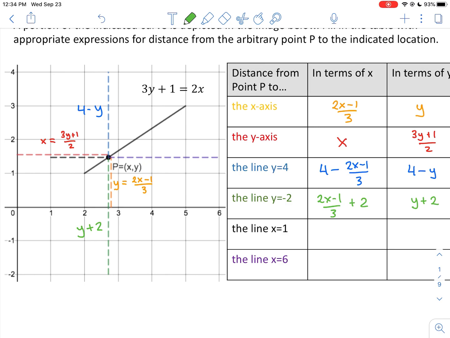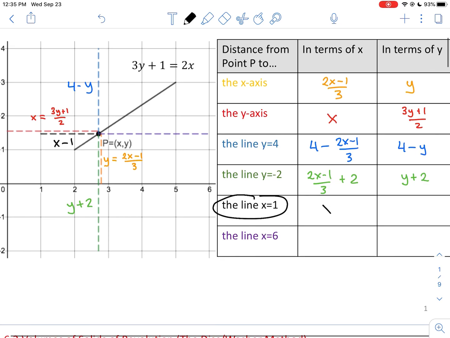Okay, now let's focus on the other horizontal ones. Let's do the black one next. Here we're determining how far the point P is from the line x equals 1, which is simply how long that black dotted line right there is. We already know that the y-axis to the point P has a horizontal length of x, and we know that this length here is 1, so we can use subtraction to figure out the length that we're after. We'll do x minus 1 is how long that black dotted line is, and since that's in terms of x, that just goes in the first column.